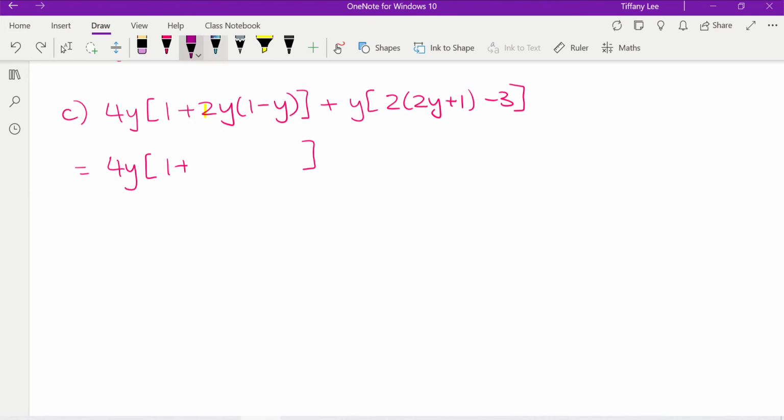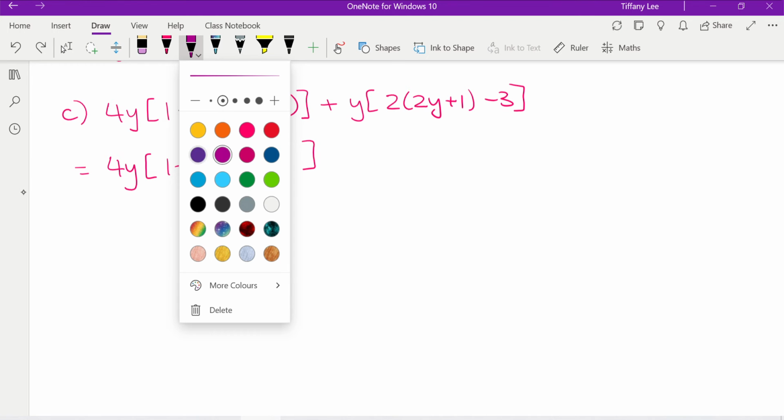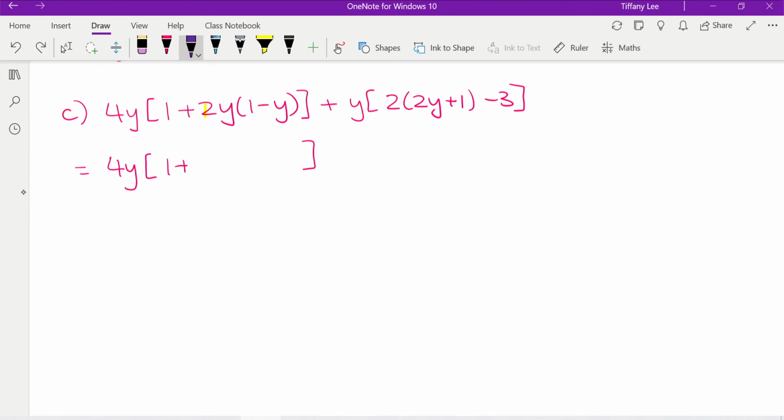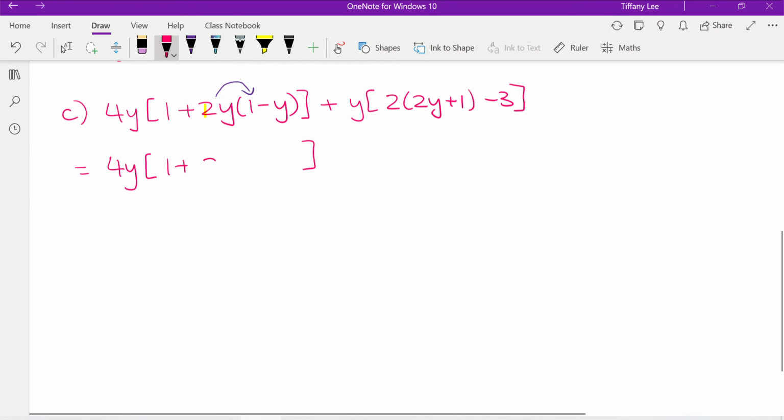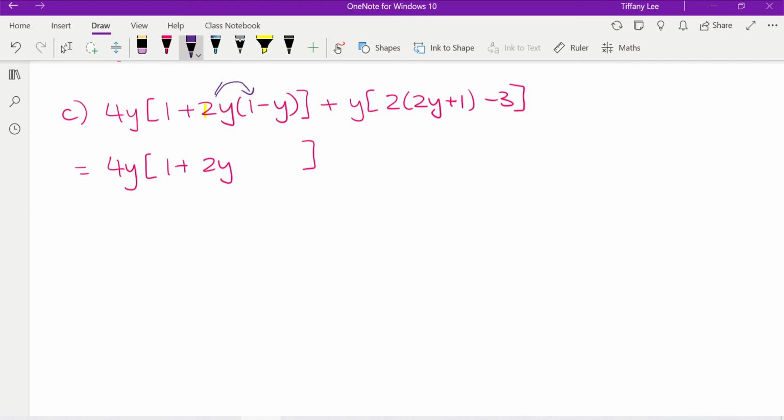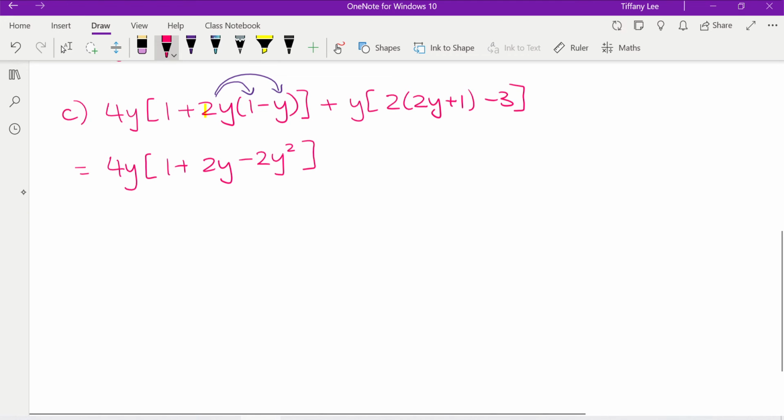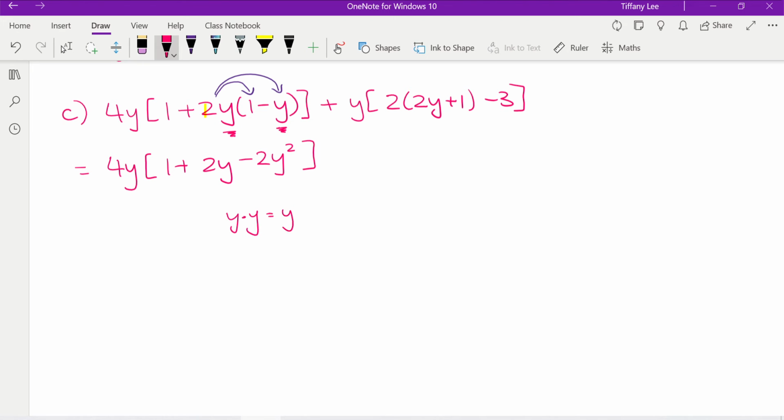So same thing, I'm going to apply my distributive property and multiply this 2y in. So 2y times 1 is 2y. Then 2y times negative y, that's negative 2y squared, right? Because once again, y times y is y squared. You apply your exponent laws, 1 plus 1 is 2. When they have the same base, you can add your exponents when they're multiplying together.